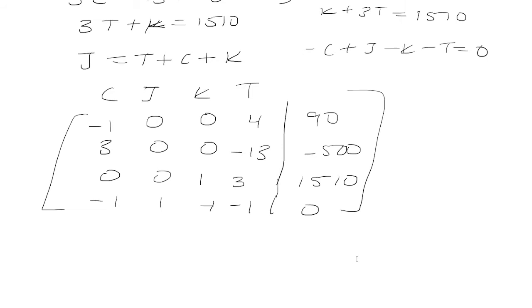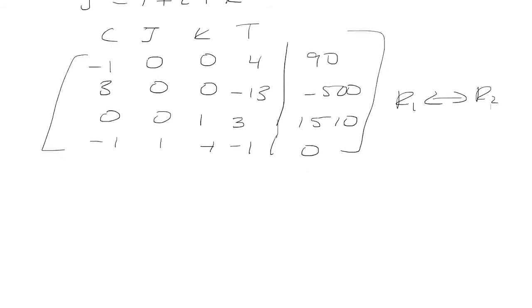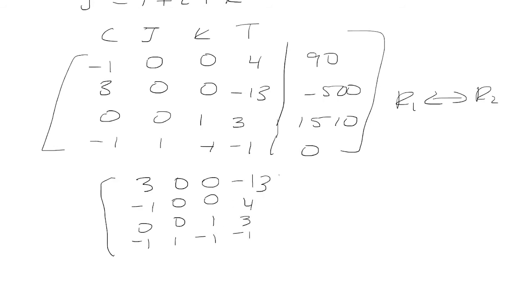All right, from there, we're going to swap row 1 with row 2. So this is 3, negative 1, 0, negative 1, 0, 0, 0, 1, 0, 0, 1, negative 1, negative 13, 4, 3, negative 1, negative 500, 90, 1,510, and 0.